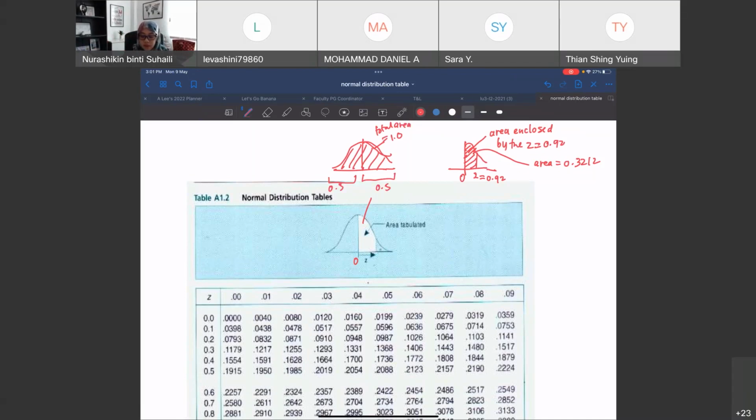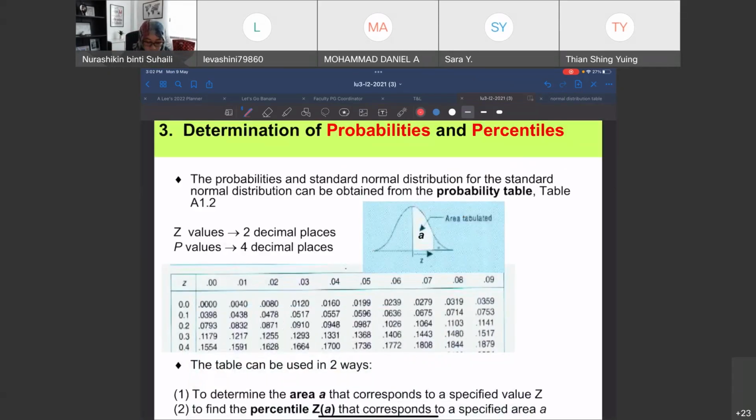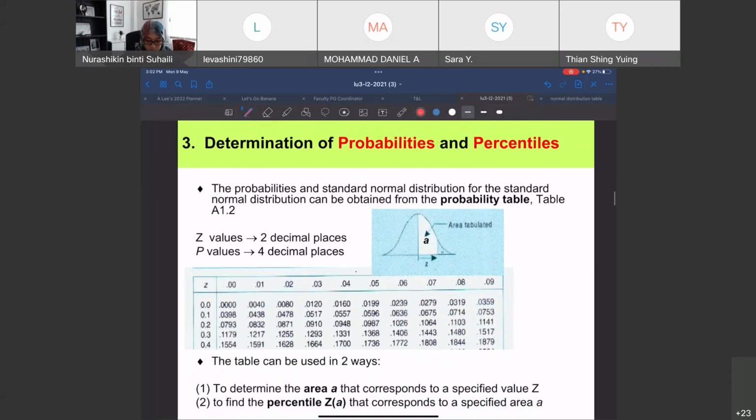So here, 0.3212 satisfies the condition that any area enclosed by the Z value should be less than or equal to 0.5. It couldn't be more than 0.5 because it's only one side, isn't it? Now 0.3212 is less than 0.5, so it makes sense. Okay, I hope you know how to use this. It's just a revision actually. You have learned about it in your high school.